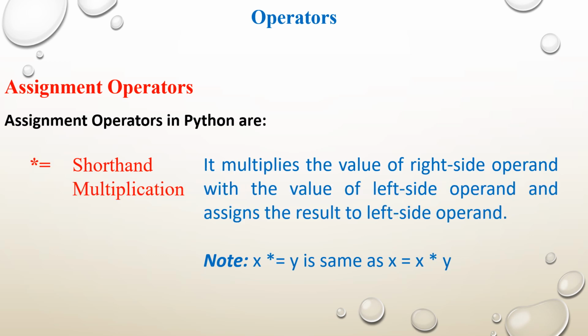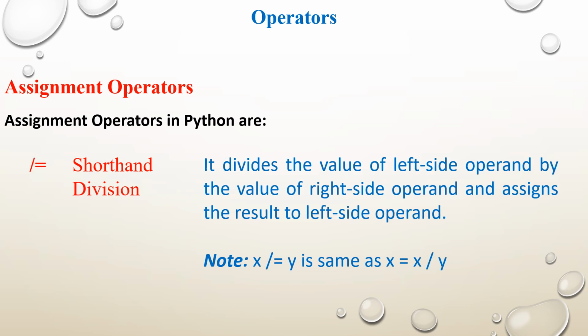It is same as the previous one, whereas here it will perform the multiplication. It is called a shorthand multiplication operator. Asterisk equal to, instead of writing x is equal to x into y, we can write x asterisk equal to y. It multiplies the value of x and y and assigns the result to the variable x.